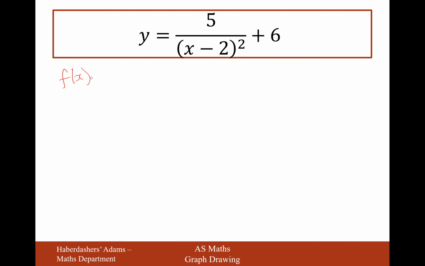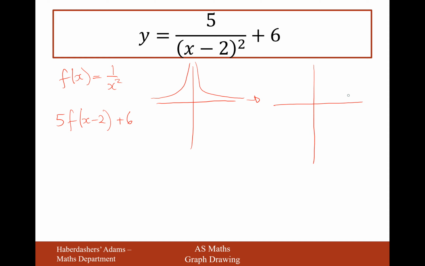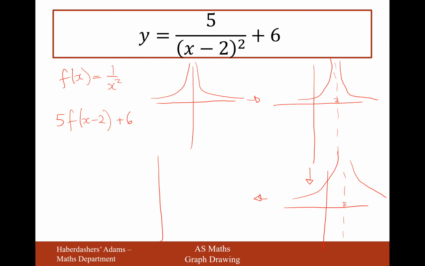The parent function here is going to be 1 over x squared. So the transformation is going to be 5 f of x minus 2 plus 6. So in this question here, we'll start with the 1 over x squared graph. Then we're going to move it left by 2. So right by 2, because it's a minus inside the bracket, opposite land. So move it right by 2. The next thing that's going to happen is it's going to stretch out by a scale factor 5. So it's at 2 here, and stretch out by a factor of 5. And the last thing that will happen is it will move up by 6.